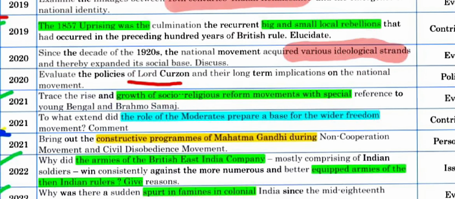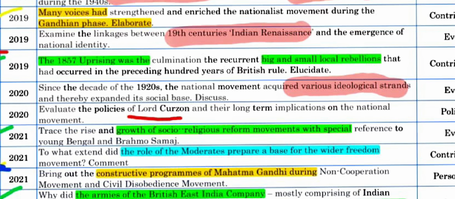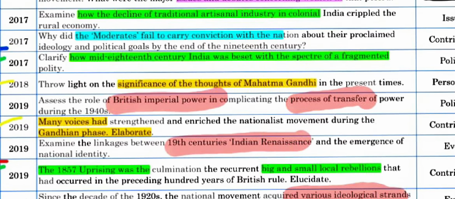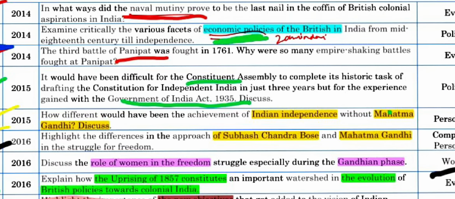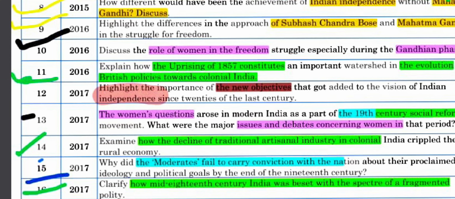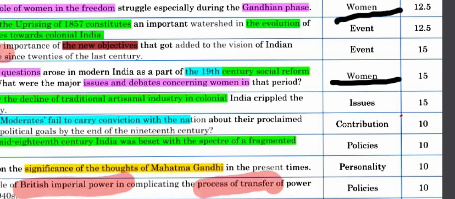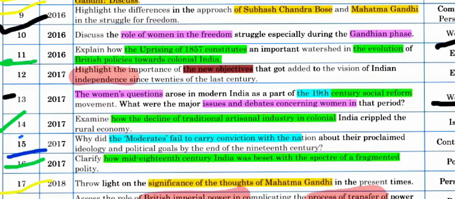So now let us look at a few which I've highlighted in red, and then we look at miscellaneous questions. The ones I've highlighted in red go like question number 12. Question number 12 from the year 2017. It's for 15 marks. And what are they asking? They're asking, highlight the importance of the new objectives that got added to the vision of Indian independence since the 20s of the last century.